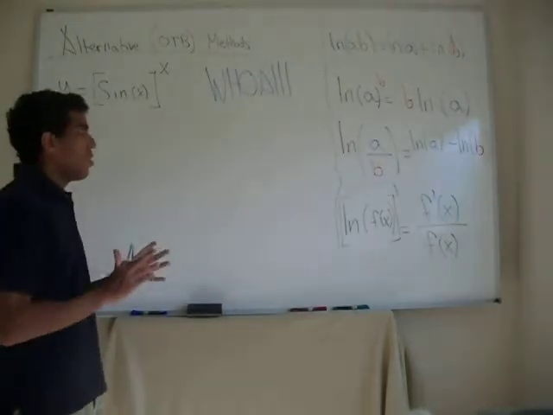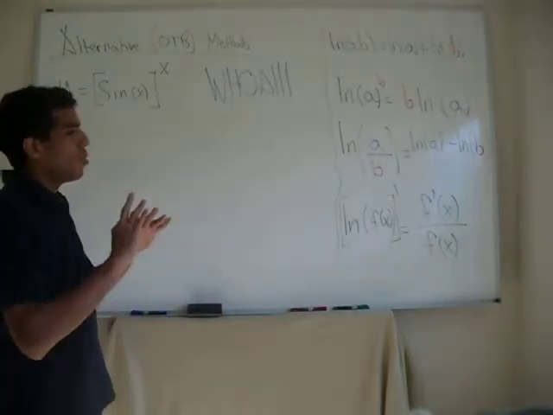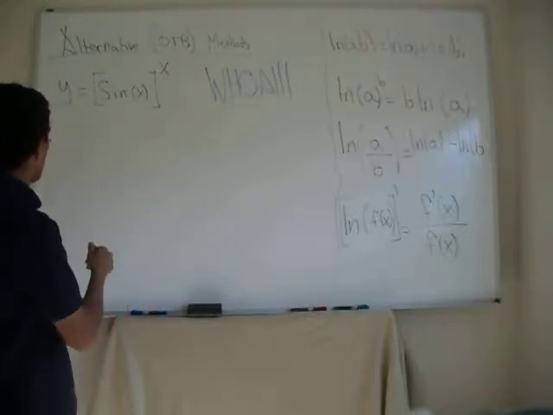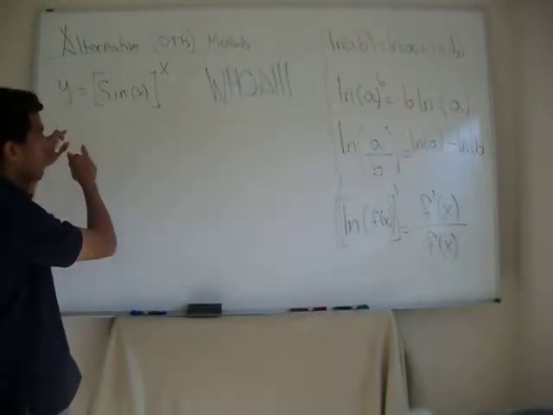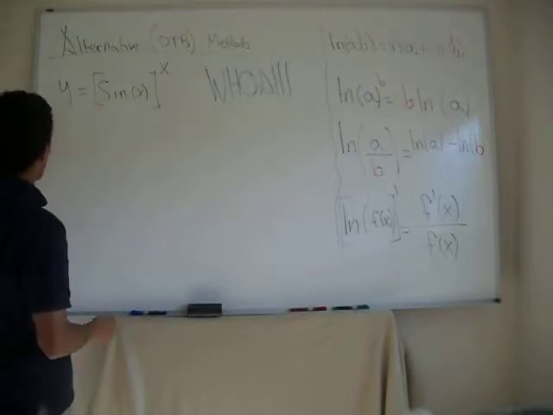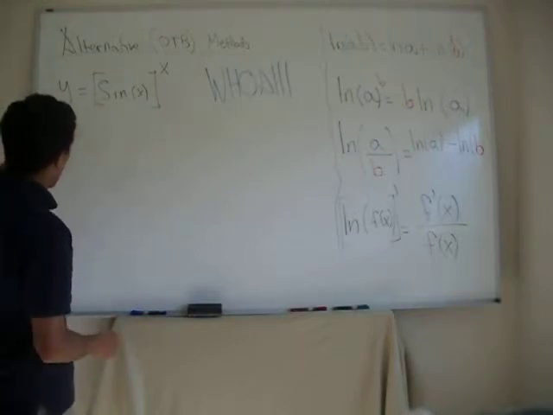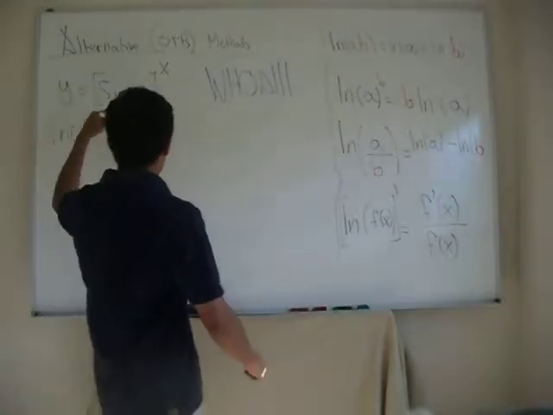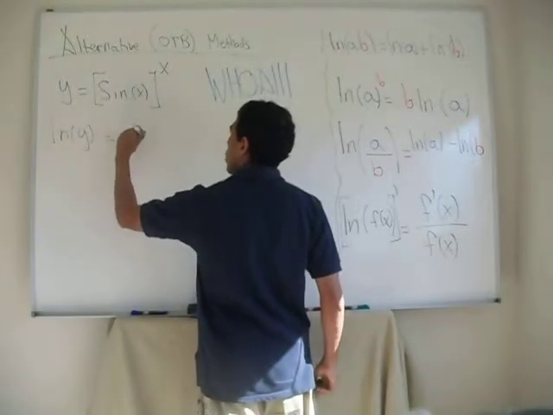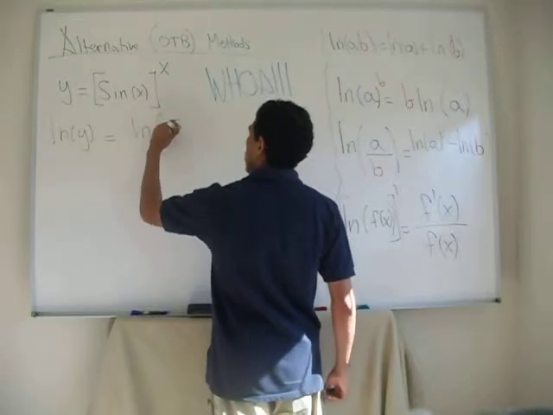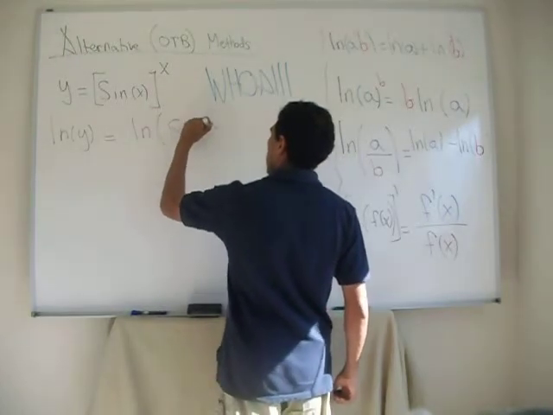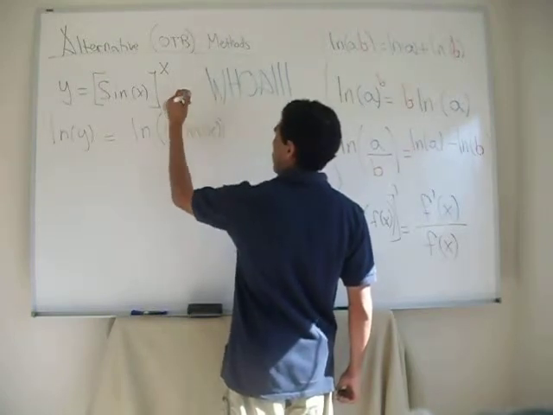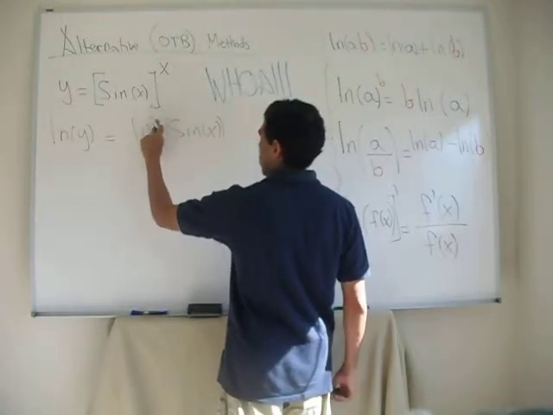Once I've been able to use natural logarithms, a whole new world is going to be placed in front of me. So I'm going to apply natural logarithms to both sides of the equality. Natural logarithm of y equals natural logarithm of (sin x) to the power 2x. I think I have one more parenthesis than I should have.